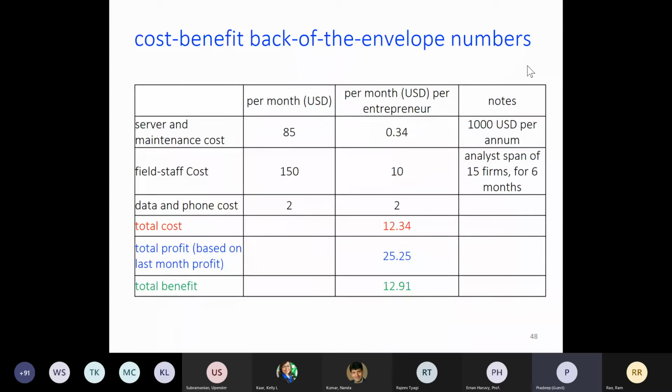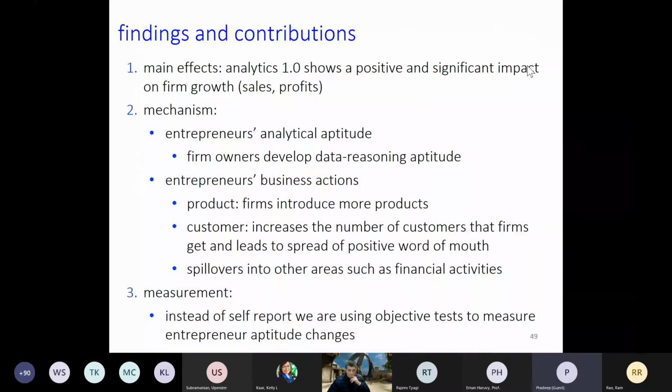We also looked at whether this made sense from a cost benefit perspective, and we costed this out on a monthly basis at about $12.34. And the profit improvement, at least one of the dimensions of profit improvement, was about $25. So net, it seemed as if having a simple tool like this did in fact benefit these entrepreneurs. Okay, so just to quickly summarize that, and then maybe I can spend a couple of minutes on some of these other studies.